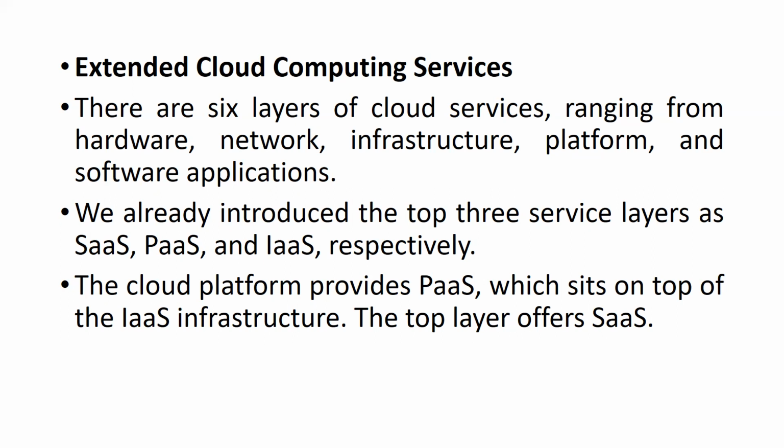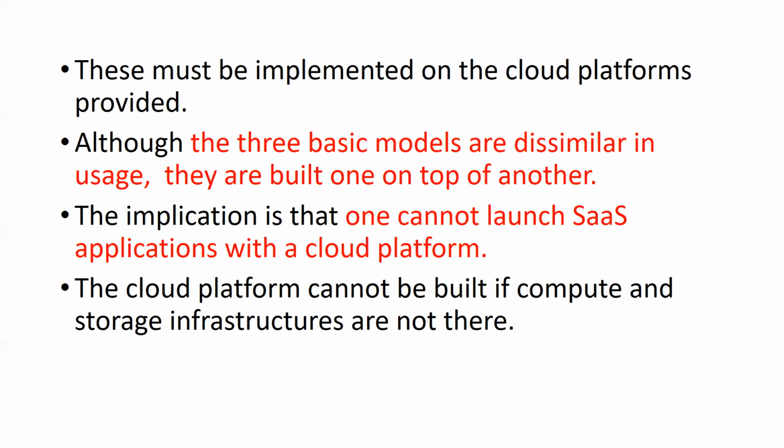And the service layers in cloud computing are SaaS, that is software as a service, PaaS, platform as a service, and IaaS, infrastructure as a service. So these are the 3 service layers in cloud computing. The cloud platform provides PaaS, which sits on infrastructure as a service, and the top layer is SaaS. So the bottom layer is infrastructure as a service, the layer upon the IaaS is PaaS, and then the top layer is SaaS.